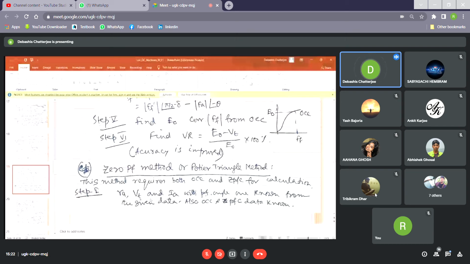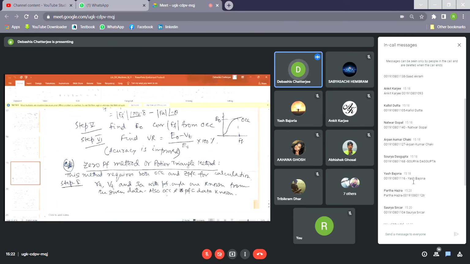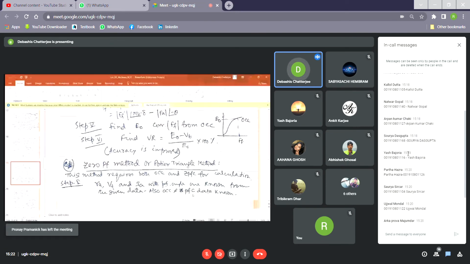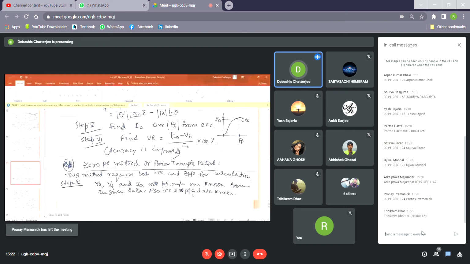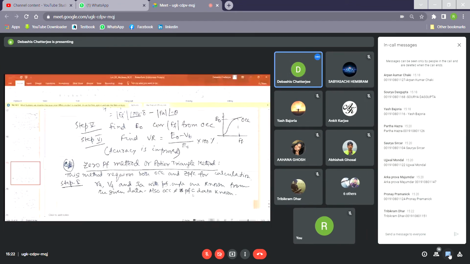And here you are required to know the OCC and ZPFC data. In the other case, the MMF method, we used to know the data of OCC and SCC, short circuit characteristics. But here you must know the data of OCC and zero power factor characteristics. Now, you know OCC and ZPFC, so you can draw these two characteristics. So now from there, you can draw the Potier triangle.